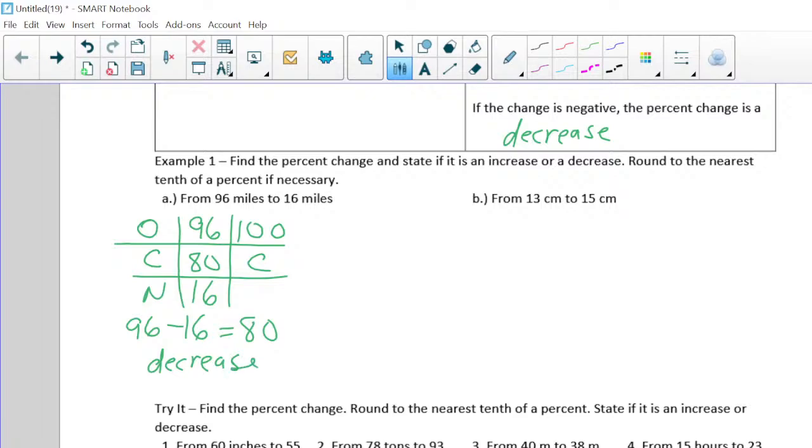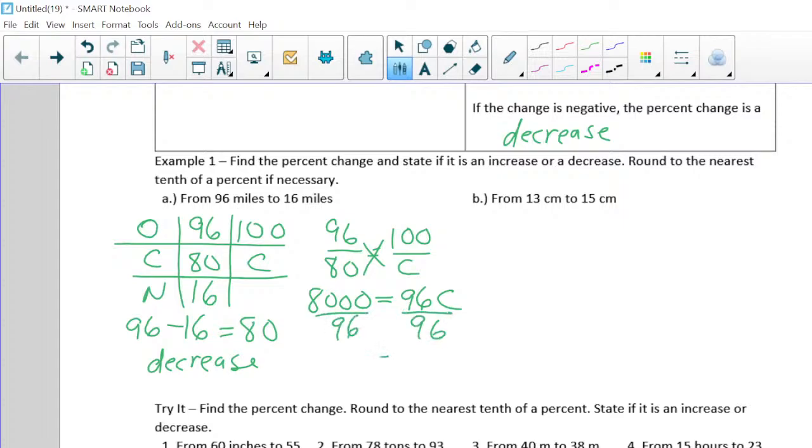So then, we cross multiply. We're going to go 96 over 80 equals 100 over C. Cross multiply, that's 8,000 equals 96C. And then we divide both sides by 96. When we do that, we remember that the problem says round to the nearest tenth of a percent. So you grab a calculator, 8,000 divided by 96 gives us 83.3%. So that's an 83.3% decrease.